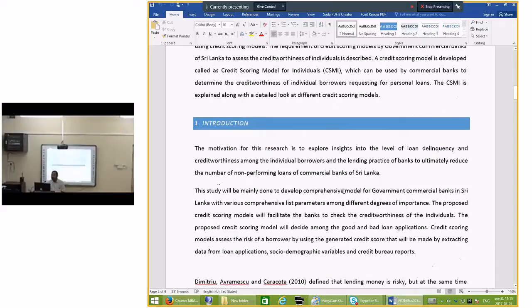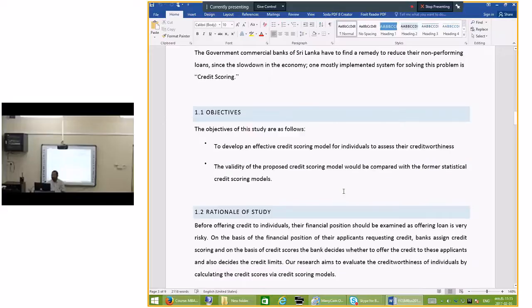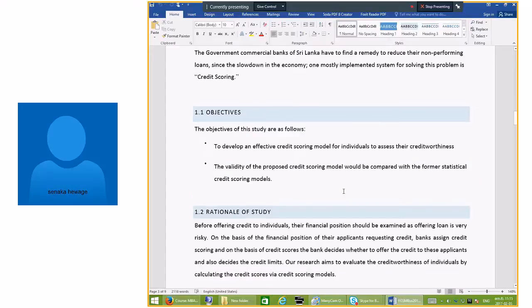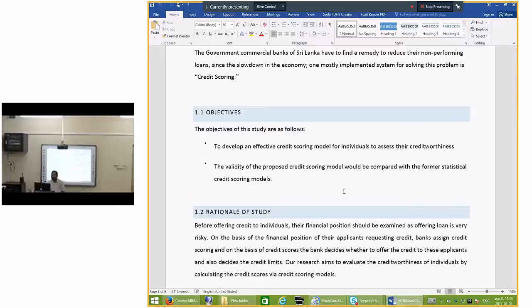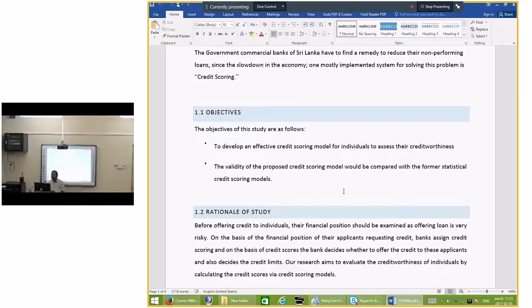Therefore, your objective is to evaluate the scoring model, sir. Okay. Yes, sir. Now, what is your objective now? Tell me. My objective is to develop the effective credit scoring model. Developing that model is your outcome. That is wrong. No. What is your research objective?